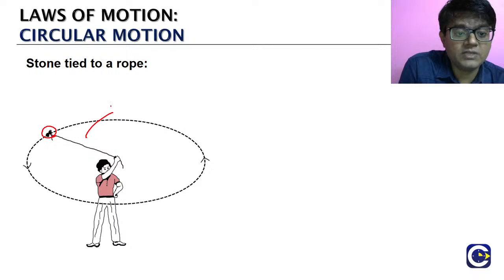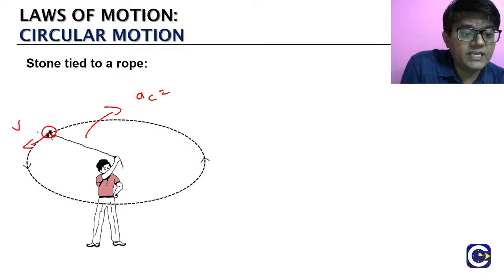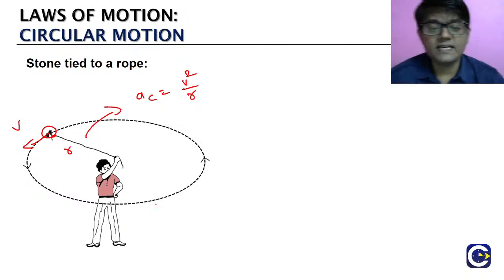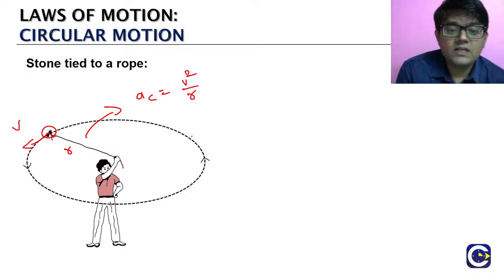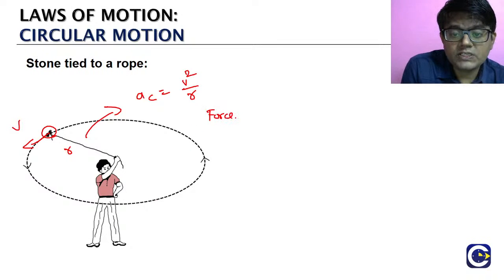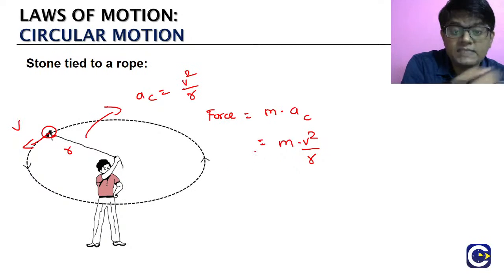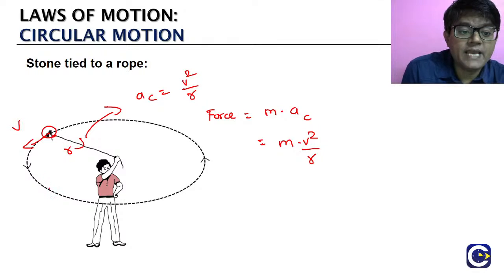We already know that if it has to go in a circular path of radius r with a speed v, the required centripetal acceleration is v square by r. V square by r means the force required is mass into acceleration, which means we require a force of m v square by r. This much force is required, and wherever the stone is, the force should always act towards the center of the circle.